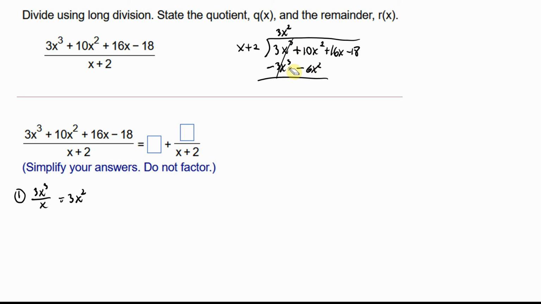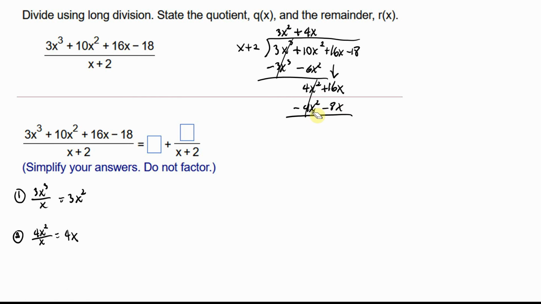That's the setup. And then this is 4x squared. Bring down the plus 16x. So now I'm going to divide that 4x squared by x. This is 4x. So it's plus, so we say plus 4x. 4x times x, 4x squared, 4x times 2 is plus 8x. Draw a line, subtract, becomes negative.